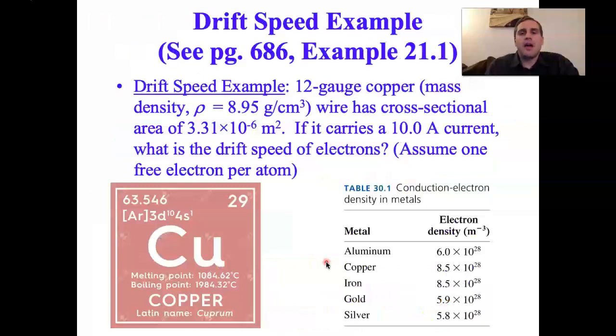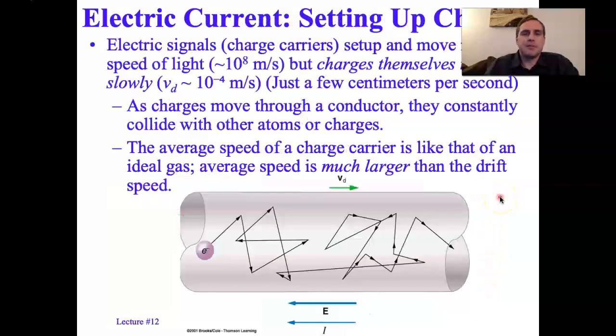Okay, now this example I will save for a separate video where I'll show how to calculate the drift speed, but I'll use properties of the conductor element itself, copper, and then I'll show how we can get to this number, using some chemical properties.